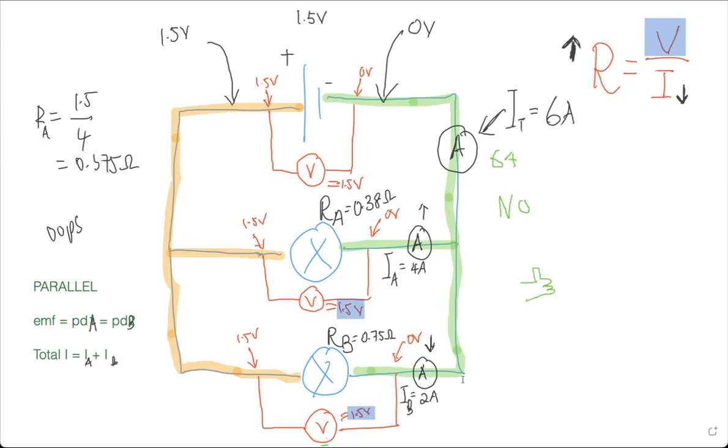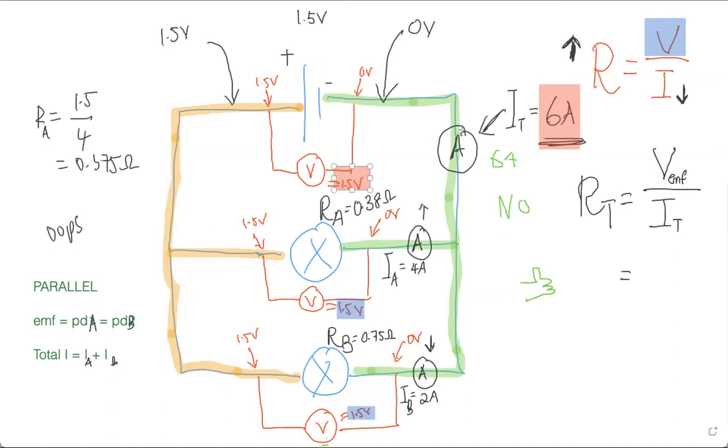Now, you know that the total current is 6. Okay, I'm going to highlight the important part. You know that the total current is 6. You know that the EMF is 1.5. So can I find the total resistance is equal to the total EMF divided by the total current? So can all of you do that now? Can you find what is the total resistance? The total EMF is 1.5 volt. The total current is 6 ampere. So what is the total resistance here?